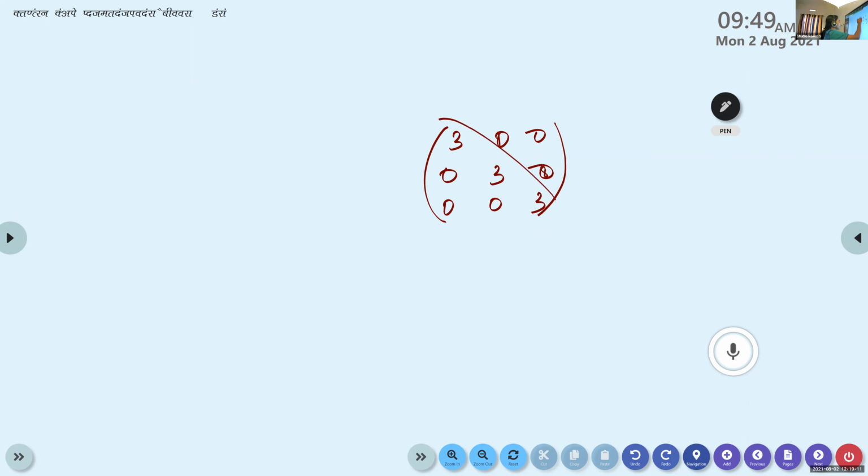When all the elements along the diagonal are the same and the other entries are 0, we call it a scalar matrix. It is a square matrix in which all the elements along the diagonal are the same. And if the scalar is equal to 1, we call that an identity matrix, and we denote this as I3, identity matrix of order 3.